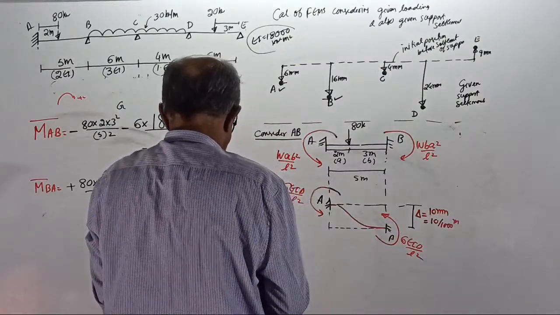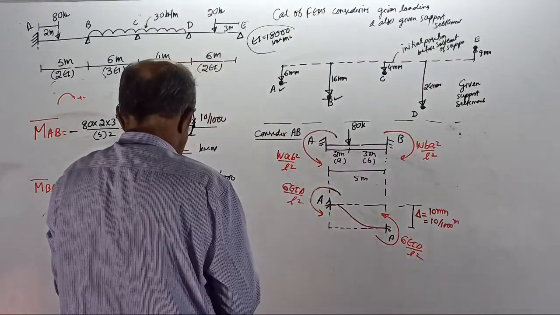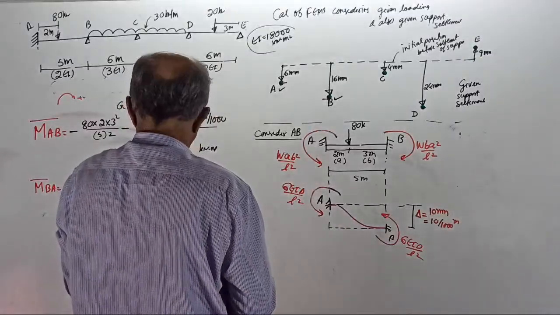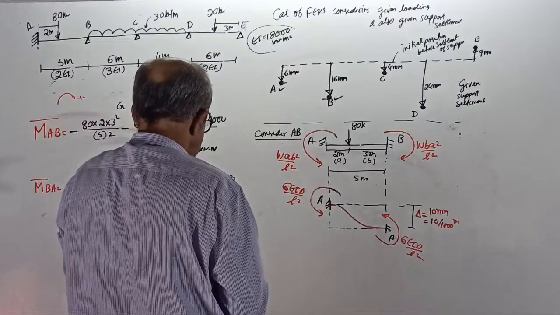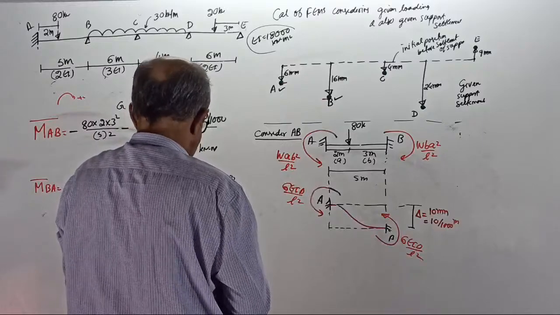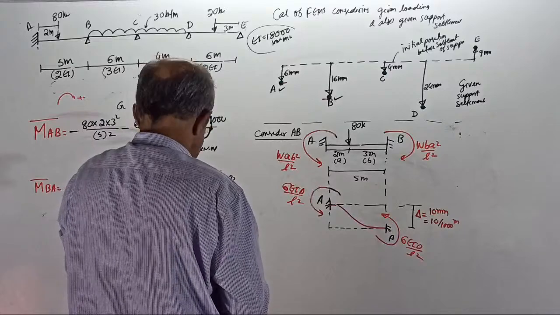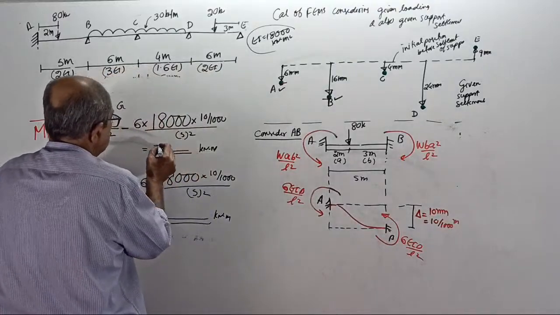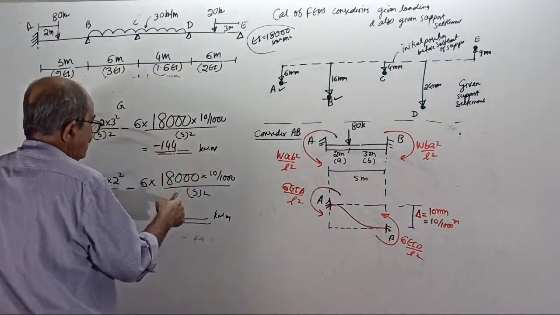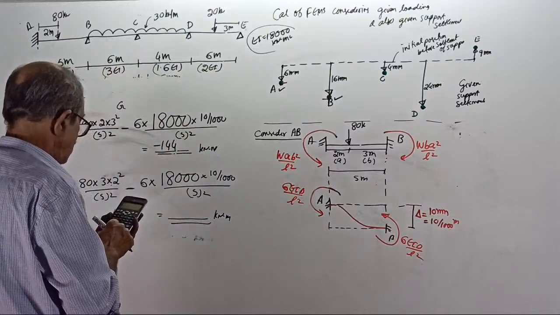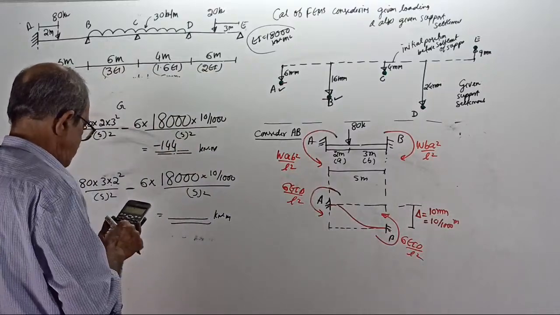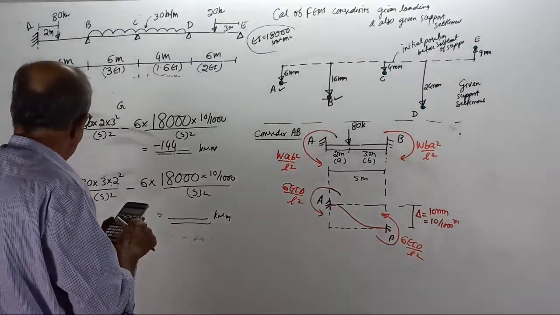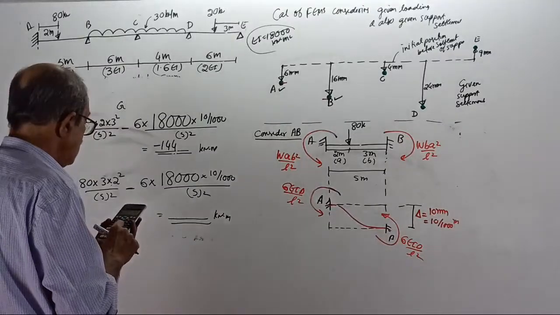Don't give wrong answer. 80 into 2 into 3 square divided by 5 square, negative, again plus 6 into 18,000 into 10 by 1,000 divided by 5 square. It is coming to minus 144. Minus 144. Then this is into minus 1.